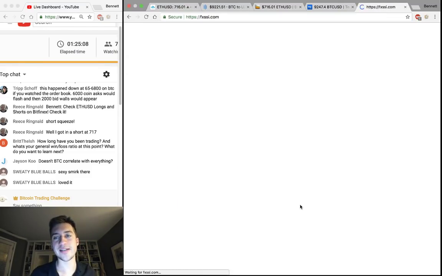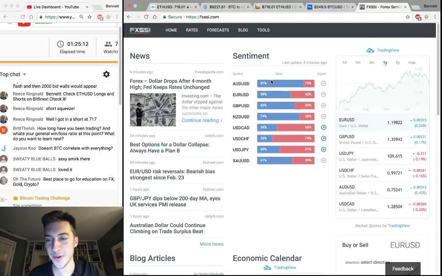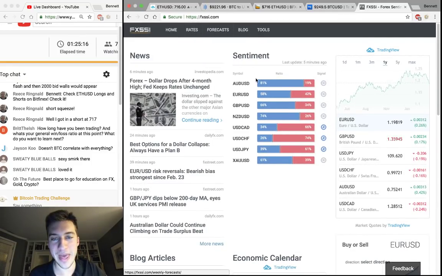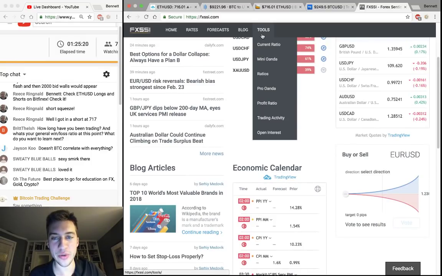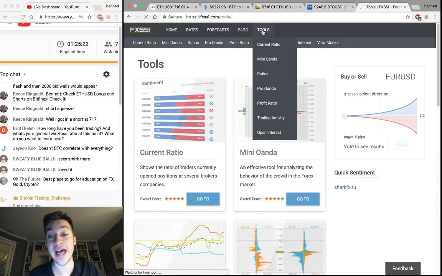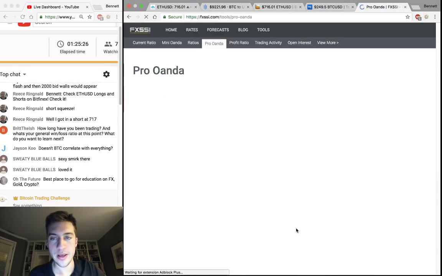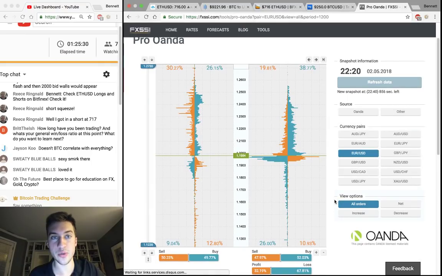fxssi.com is a Forex sentiment site, and I know this is crypto only. This is breaching into bad territory. But what you want to go to is tools, and there are a lot of phenomenal tools in here. The first one that you have is Pro Oanda. This tool tells you where traders' stop losses are. It tells you where traders on Oanda, an exchange that trades Forex, have their stop losses.